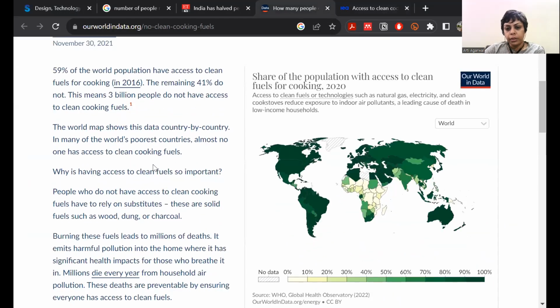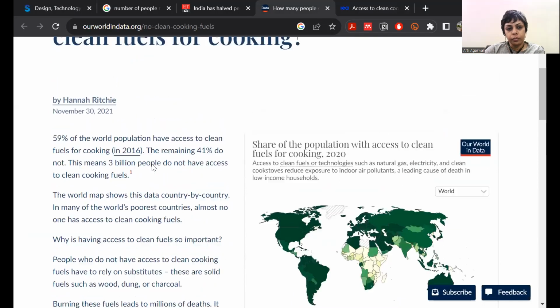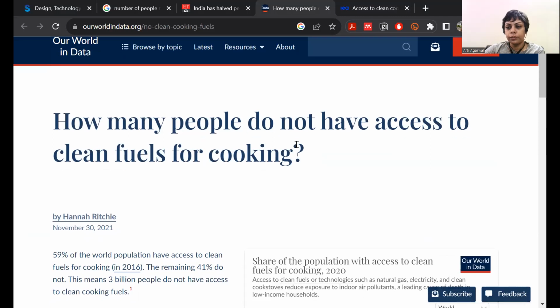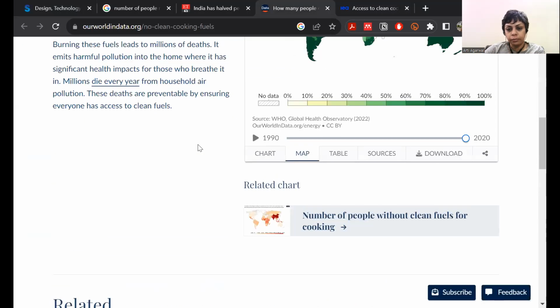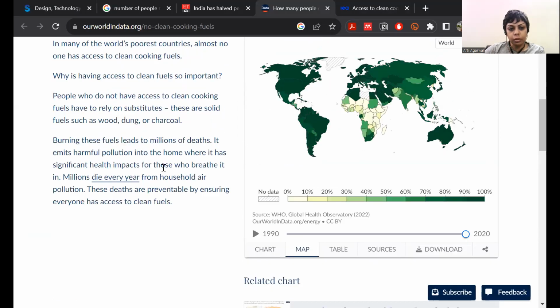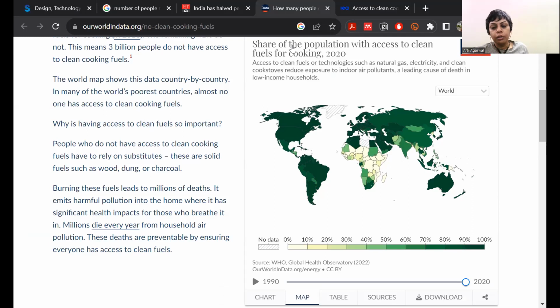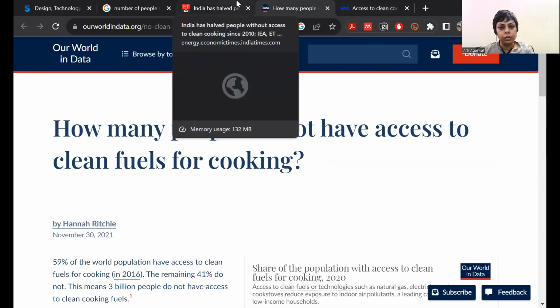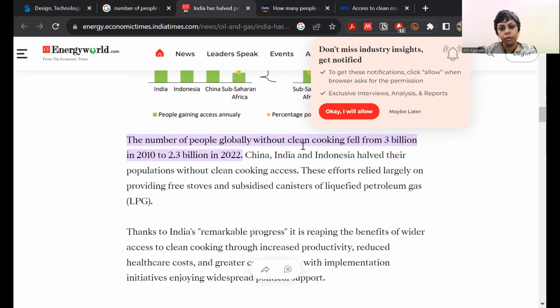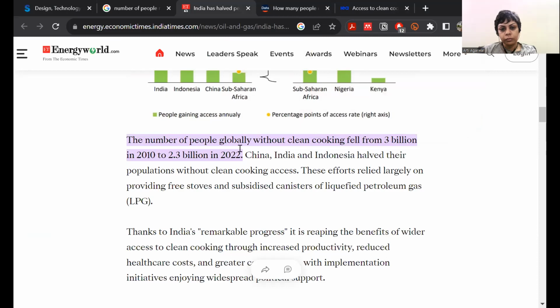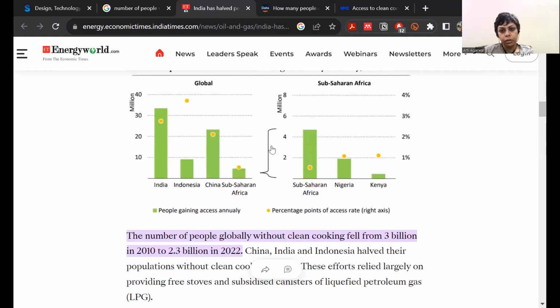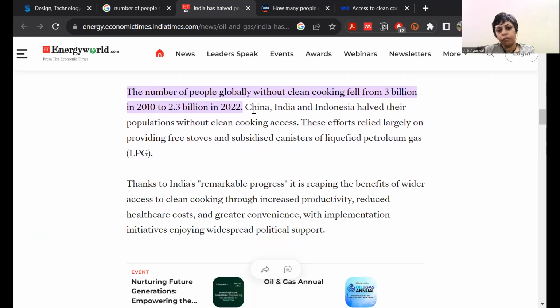And this is the page where you can see that compilation of data on access to clean cooking. This is also an interesting website where you get a whole lot of such data. So as per this particular news report, it says that the number of people globally without clean cooking fell from 3 billion to 2.3 billion. But China, India, and Indonesia have halved their populations without clean cooking access. And these relied largely on free stoves, subsidies, canisters of liquefied petroleum gas, LPG.